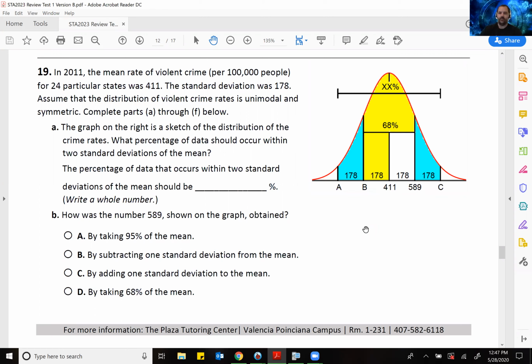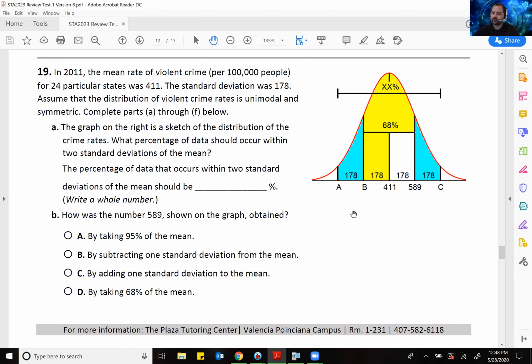What do you get for B? 233. Okay, so now we know B. How do we get to A? You take 233 and subtract another 178. You got it. Or you can take 411 and subtract 2 standard deviations, which would be 2 times 178. Either way.